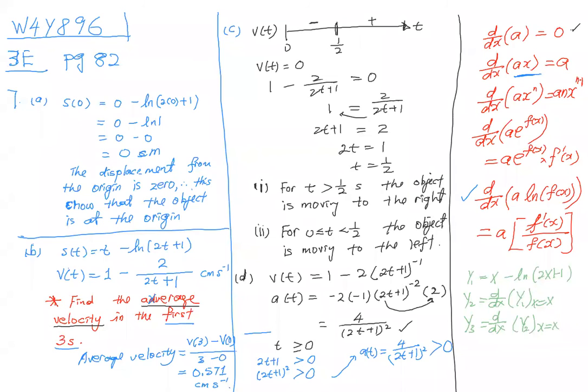So that is how you show. You cannot show by sign diagram. When you show that the object's acceleration is always positive, you got the acceleration function, then you must analyze. This is called analyze. Sign diagram, no analysis. Do you get me?